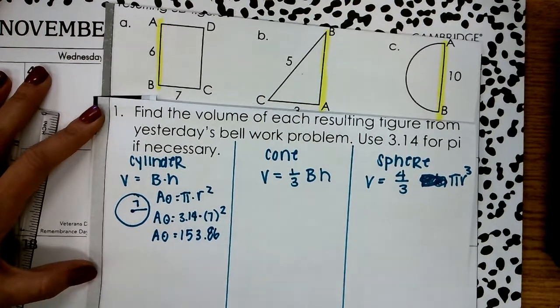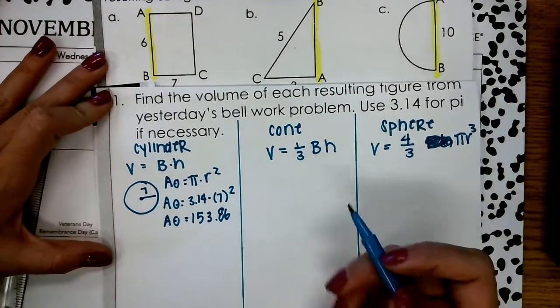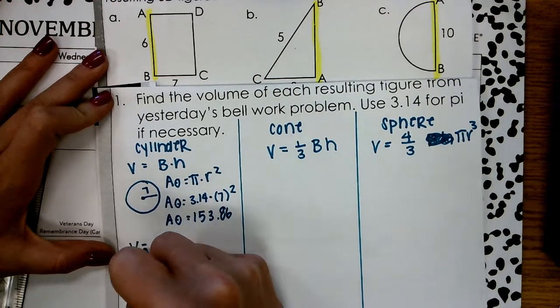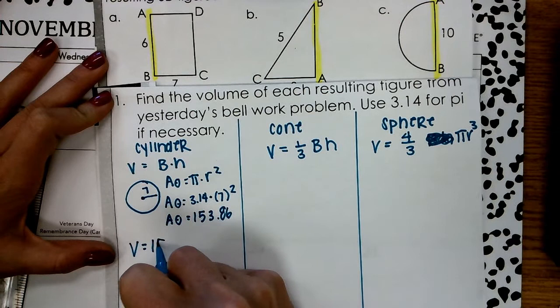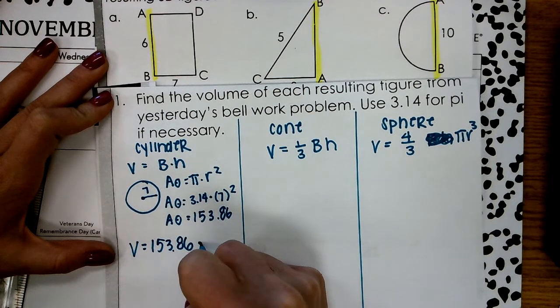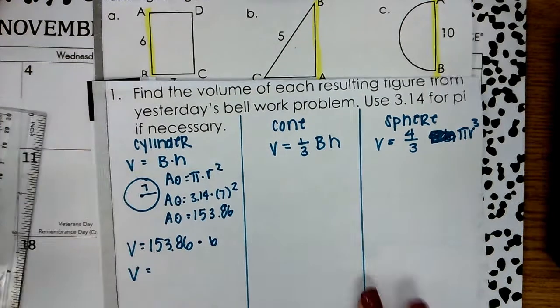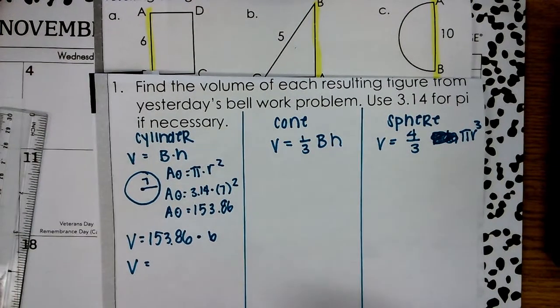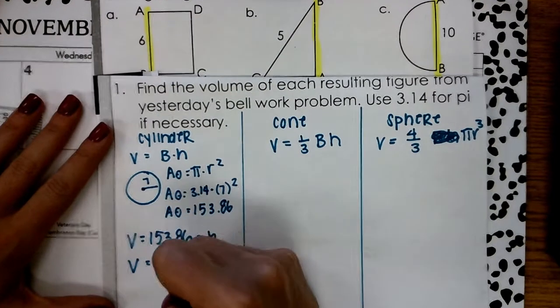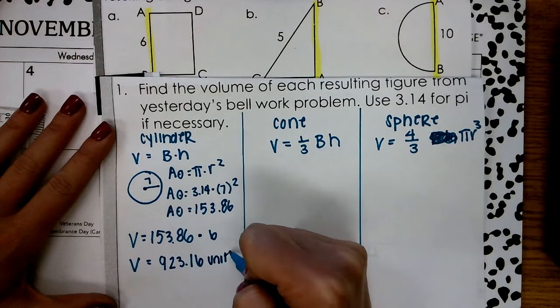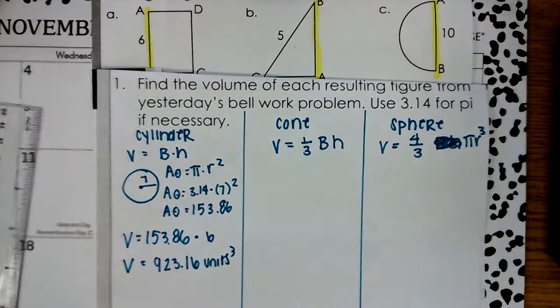Now that we have the area of the circle, we can use it to find the volume of the cylinder. So we know that the volume of the cylinder is going to be equal to the area of the base, which we said is 153.86, times the height. Well, if you look at the picture here, the height is 6. Again, this is something that we're just going to type in our calculator. So we're going to do 153.86 times 6. When we do that, we get 923.16 units cubed. And that is the volume of our cylinder.